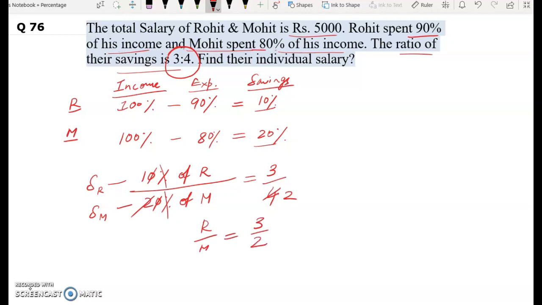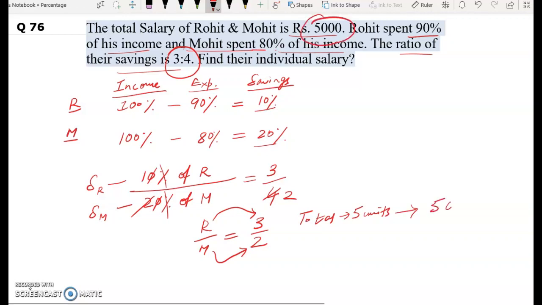So the income of Rohit is how much? 3 units and income of Mohit is 2 units. So in total 3 plus 2 is 5 units. Now the total income is 5 units and in the question the total salary is given as rupees 5,000. So 1 unit will represent how much? 5,000 divided by 5, 1,000.